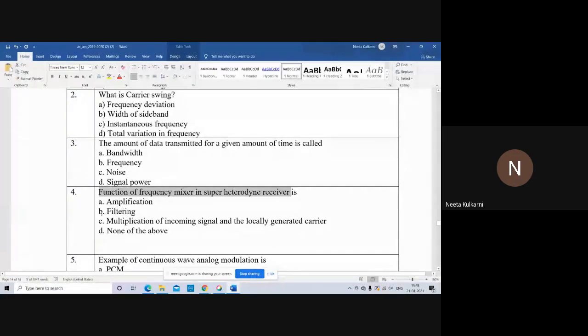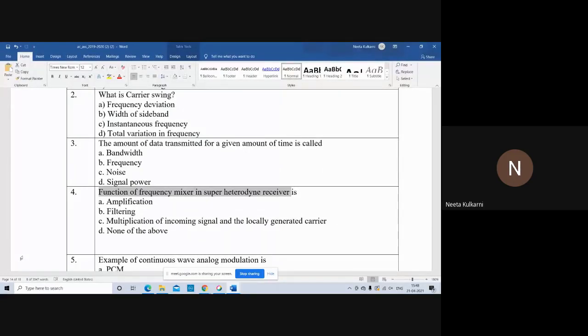Second is filtering. C, multiplication of incoming signal and the locally generated carrier. And D, none of the above. So what is the function of the frequency mixer in a superheterodyne receiver? What is the function of this frequency mixer in a superheterodyne receiver? Give the answer. It is very simple.